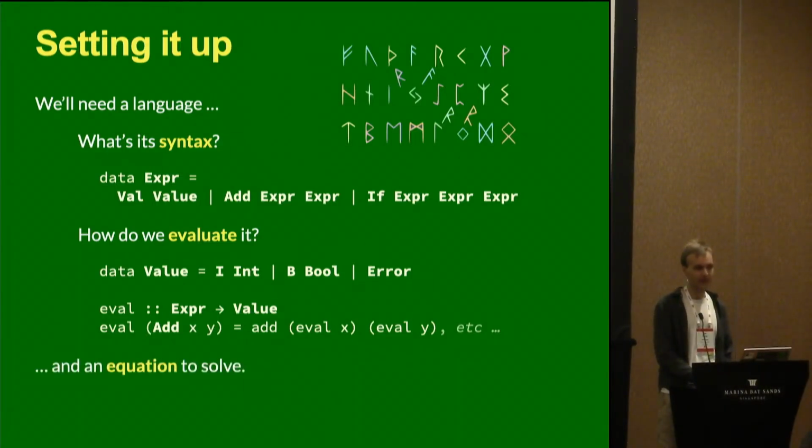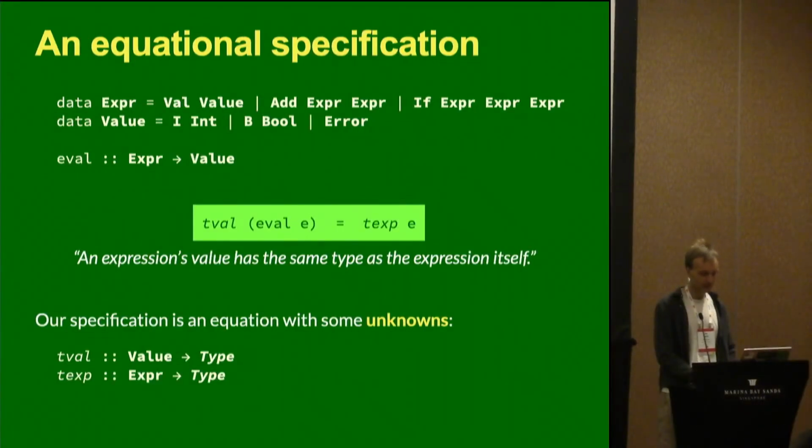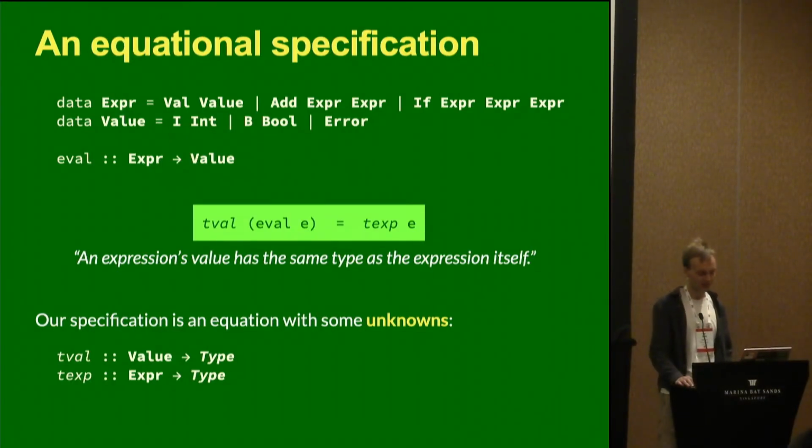So the third thing we need is the equation that we're solving. And so we want to say, what would it mean to have a type checker for this language? A natural thing that you might want to write down here is this one. You see on the left-hand side, we are evaluating the expression e, and then taking the type of this value. Tval takes the type of a value. And on the other side, we're just applying our type checker, which is called texp.